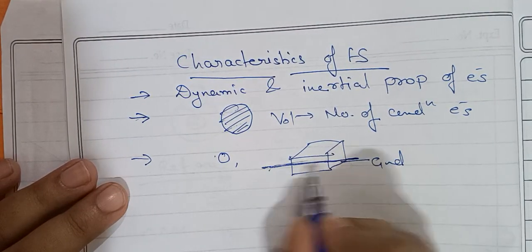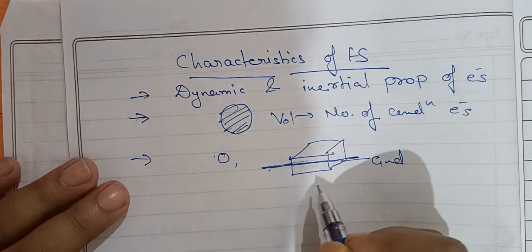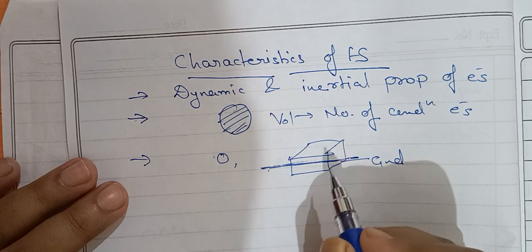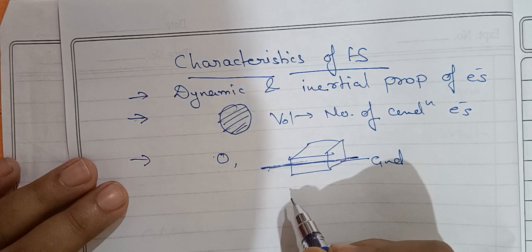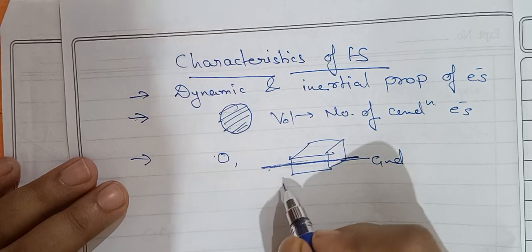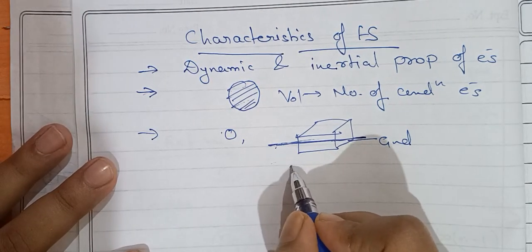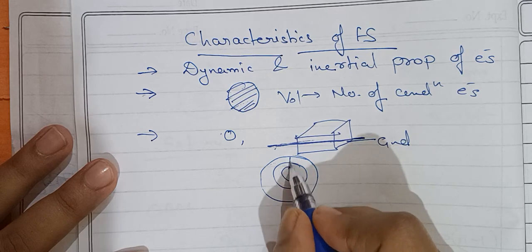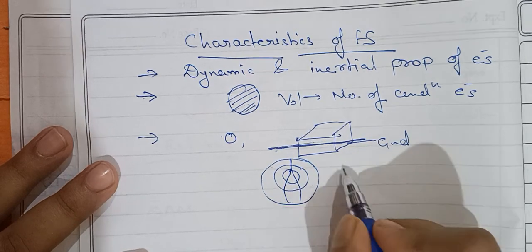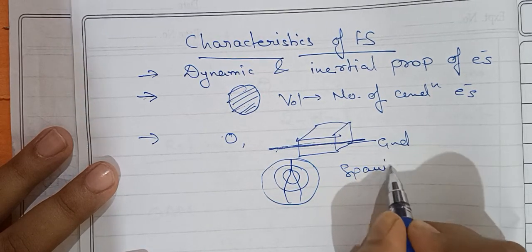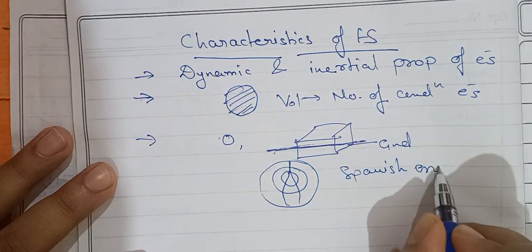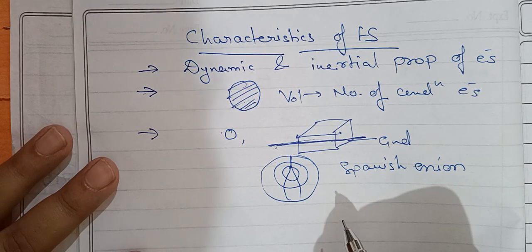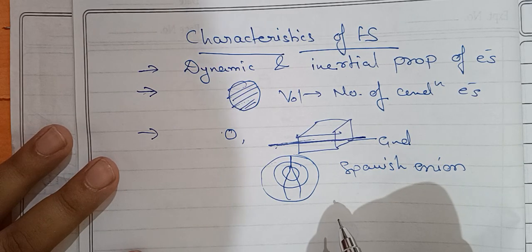So the boundary between the vacant and the occupied states, or we can say the boundary means the outermost member of a set of nested surfaces. Actually its structure is like nested surfaces, one surface inside the other, and it is compared with a Spanish onion. Okay, and this surface is known as the Fermi surface.